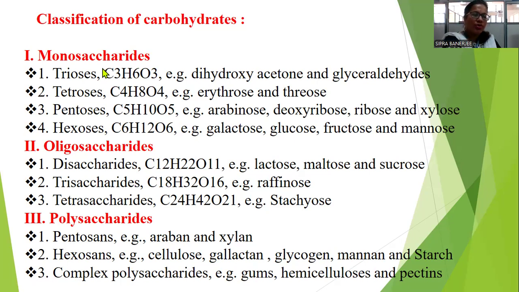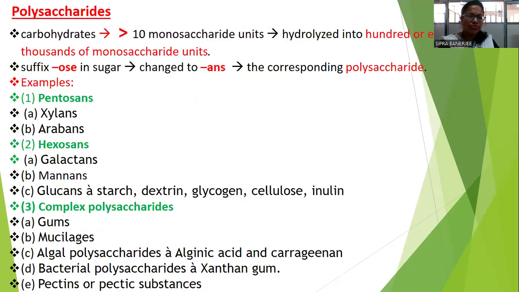Now we are going to elaborate more. Now polysaccharides. Ten or more monosaccharides hydrolyzed into thousands of monosaccharide units. If a longer chain of carbohydrate is hydrolyzed, it will give small monosaccharides. The suffix "ose" will be added to the saccharide, and some of the "ose" will be converted to "an", like pentosan, xylan, araban, hexosan. Important ones are starch, dextrin, glycogen, cellulose, inulin, important moieties for our life.